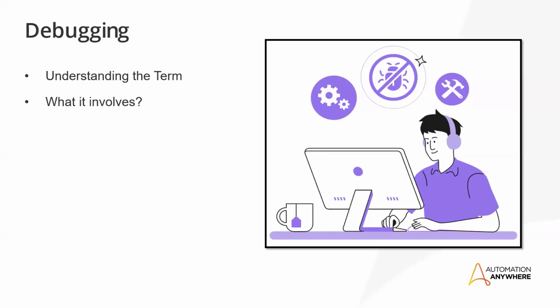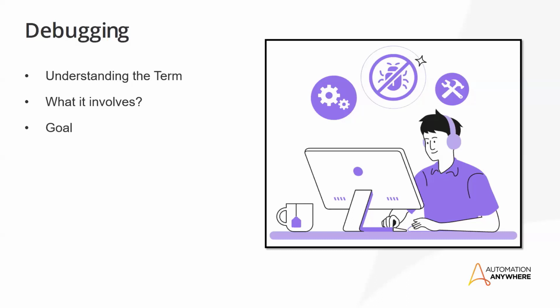What does it involve? This involves running our software program, in this case, taskbot. We have to run our taskbot and keep on checking and tracking what is the source of error, from where we are getting this issue or errors. In order to know that, we have to run our bot repetitively and place some breakpoints. I'll come to that term later.